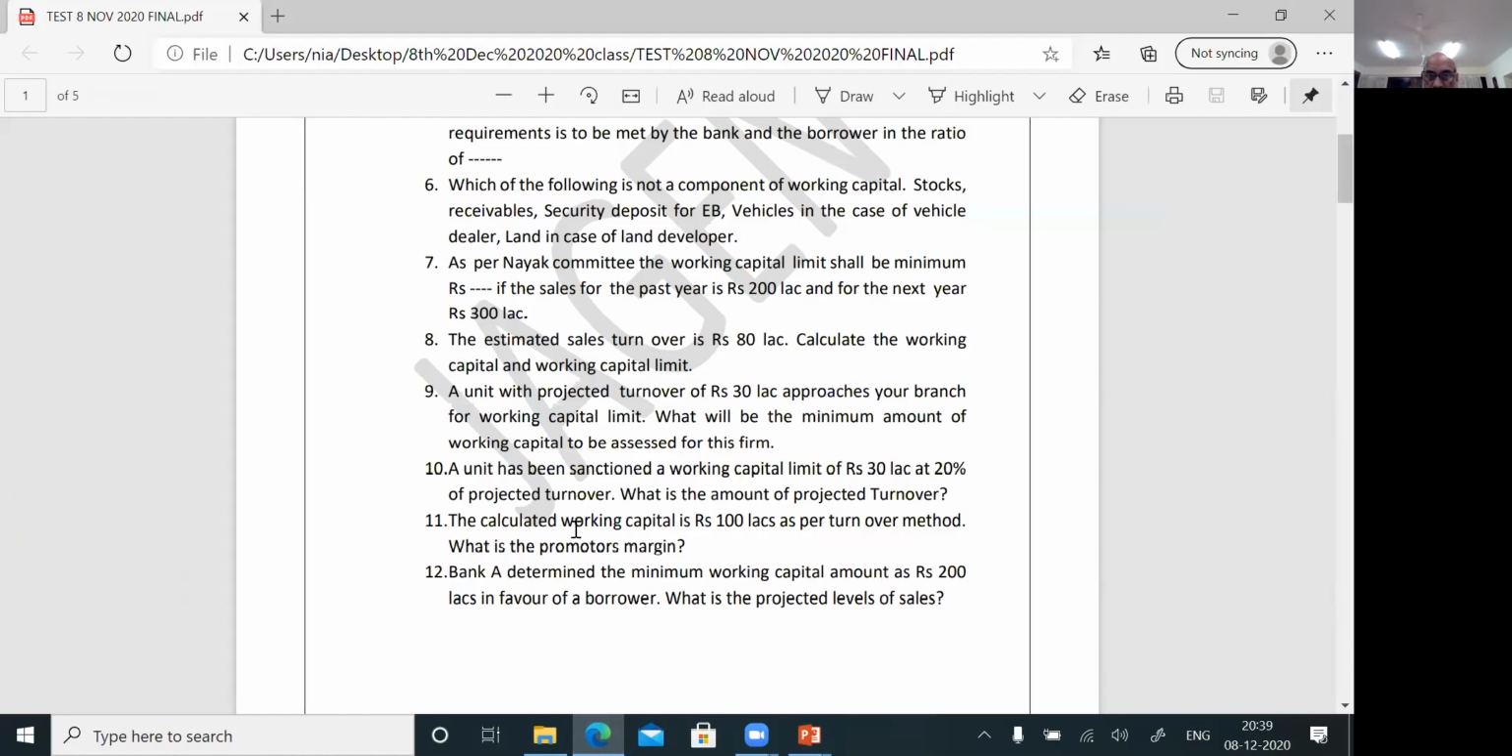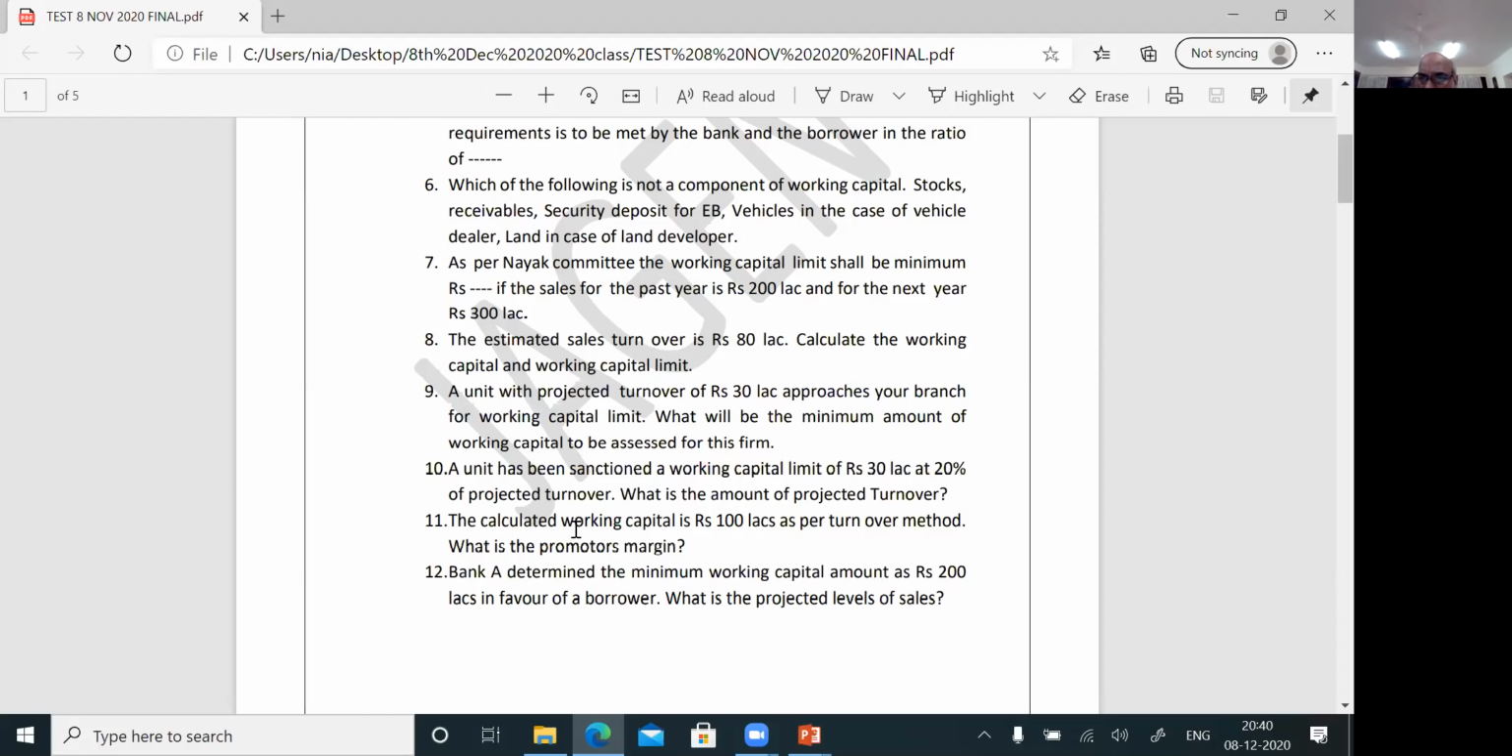Then question number 10. A unit has been sanctioned a working capital limit of rupees 30 lakhs at 20% of the projected turnover. So far in the sums, we saw the projected turnover given, and they asked what is the working capital or working capital limit. But here they are given the working capital, and they are asking you to find out the projected sales. Always the working capital limit is 20% of the projected turnover.